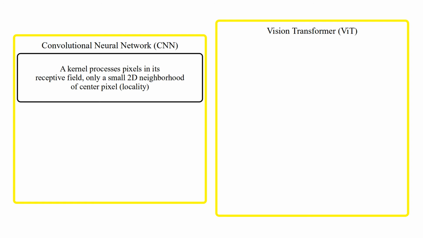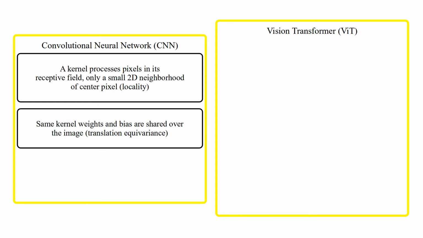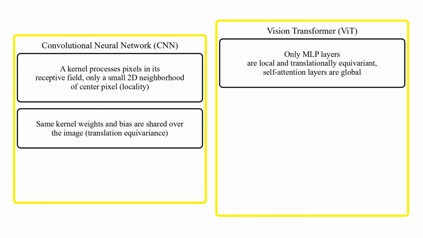In CNN, a kernel processes pixels in its receptive field, only a small 2D neighborhood of center pixel. Same kernel weights and bias are shared over the image. In Vision Transformer, only MLP layers are local and translational equivariant. Self-attention layers are global.